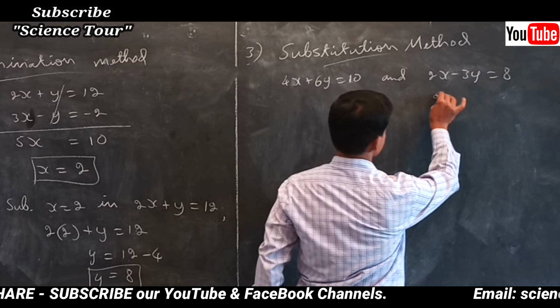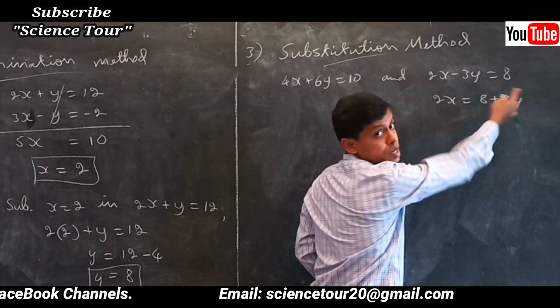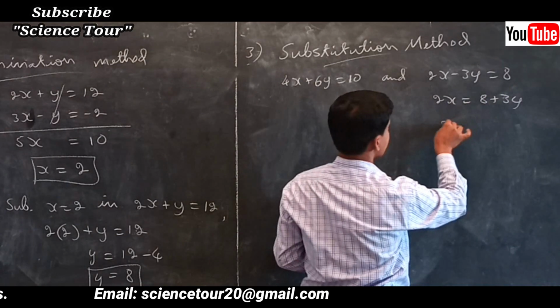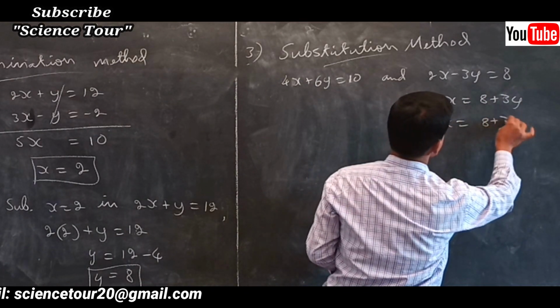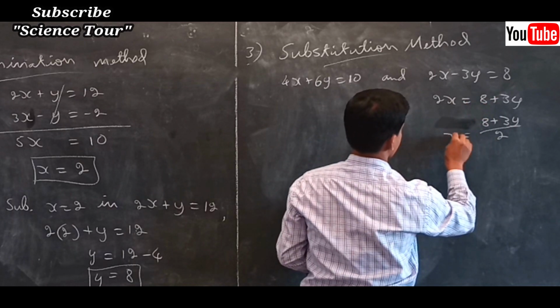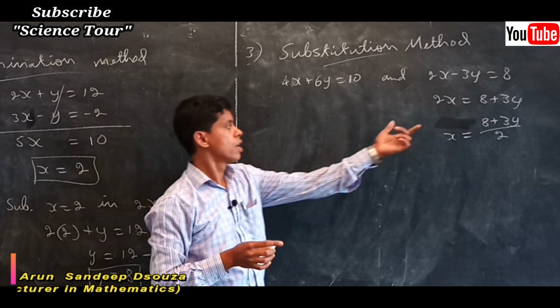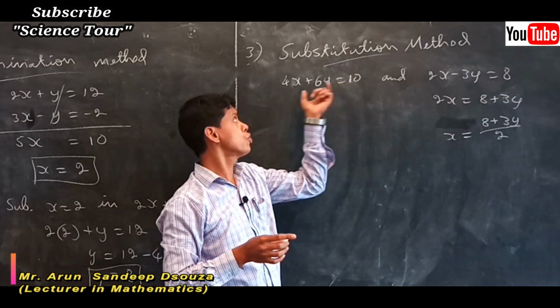Okay. So, this is 2x is equal to 8 plus 3y, since minus 3y becomes plus 3y, right? So what is x here? x is 8 plus 3y divided by 2. Correct? Okay. Now that is substituted here.